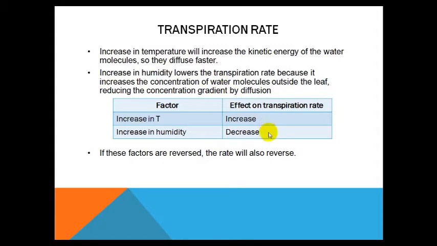So it decreases the transpiration rate. If these factors are reversed, the rate will also reverse, meaning that a decrease in temperature decreases the transpiration rate, and a decrease in humidity increases the transpiration rate. Now that part is clear, right?